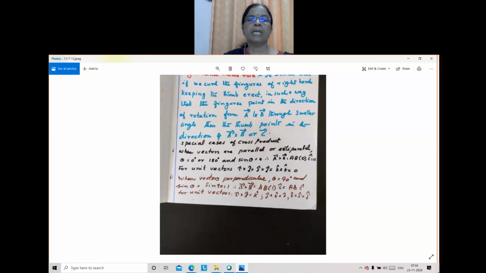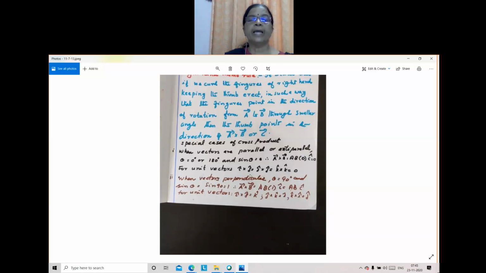When two vectors are perpendicular, what happens? Sin 90, AB sin 90. Sin 90 is 1. So AB into 1. We get the product of the magnitude of the two vectors, and it is a vector quantity, C cap. C cap is perpendicular to both the vectors. And here you see, when the two vectors are parallel, we got 0. And when two vectors are perpendicular, we got product of their magnitudes. And the new vector will be perpendicular to both the vectors.